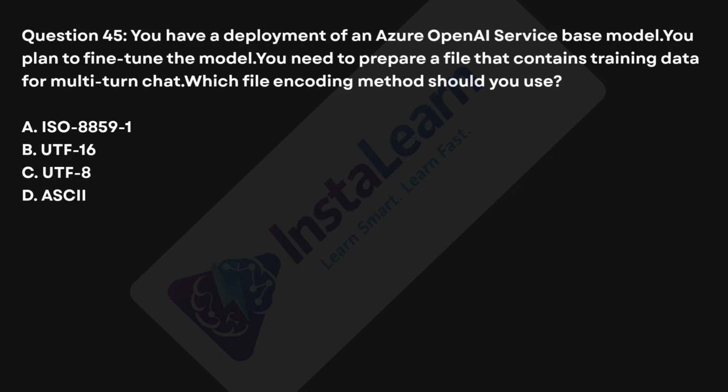Question 45. You have a deployment of an Azure OpenAI service-based model. You plan to fine-tune the model. You need to prepare a file that contains training data for multi-turn chat. Which file encoding method should you use? A. ISO 8859-1. B. UTF-16. C. UTF-8. D. ASCII.